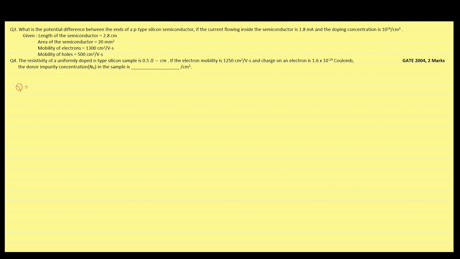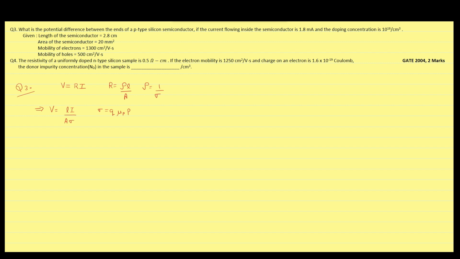For the third question, we have to find the potential difference across the ends of a semiconductor, and we know that the potential difference is equal to resistance multiplied by current. Also, we know that resistance is equal to resistivity multiplied by length of the semiconductor divided by area of the semiconductor. And the third equation that we know is resistivity is equal to 1 upon conductivity. From these three equations, we can write potential difference is equal to this, and conductivity for p-type semiconductor is equal to magnitude of charge on a charge carrier multiplied by mobility of hole multiplied by concentration of hole.